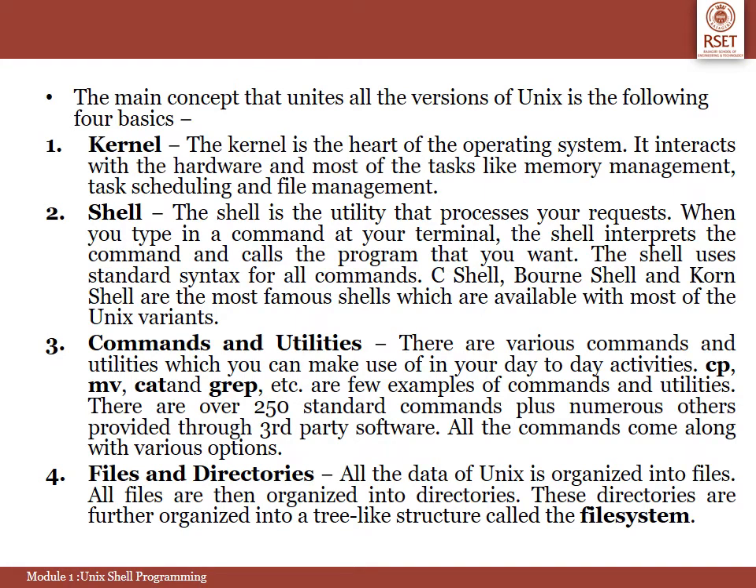Mainly there are four divisions for the Unix architecture. The first one is the kernel. The kernel is the heart of the operating system. It interacts with the hardware, and most of the tasks like memory management, task scheduling, and file management are done by the kernel. The next comes the shell.